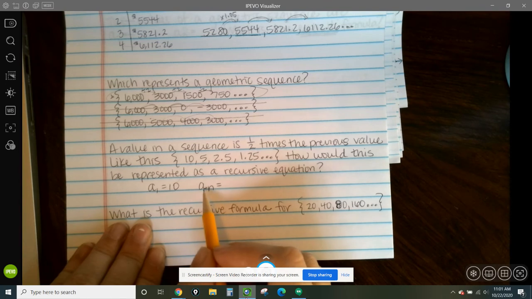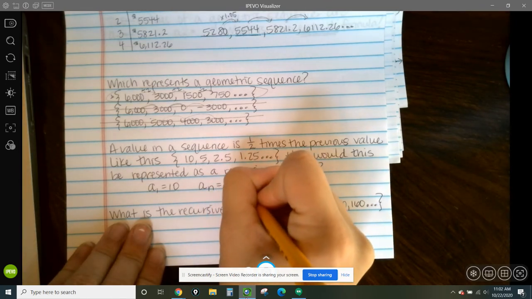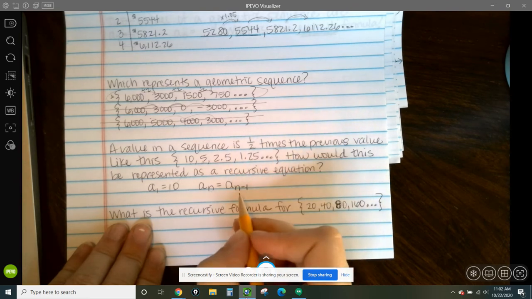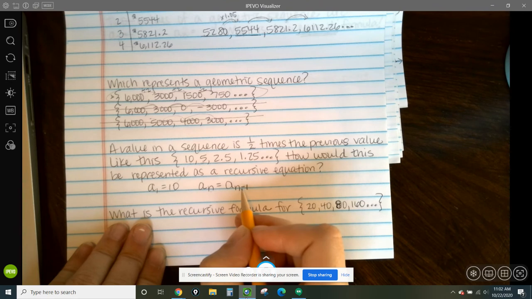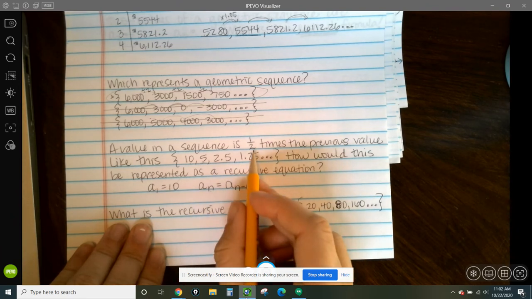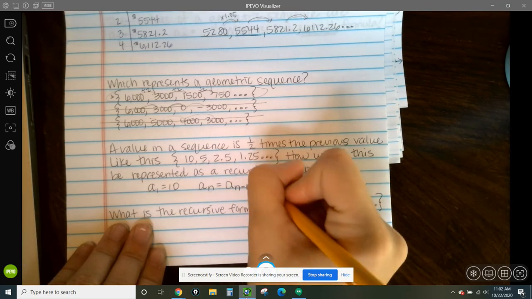How do we get the next term? So a sub n equals the previous term. Remember how to write the previous term? A sub n minus 1. It's taking the term we're trying to get and going to the one before, n minus 1, a sub n minus 1. So we're going to take the previous term and do what? It said it was 1/2 times the previous term. So I'm going to multiply it times 1/2.